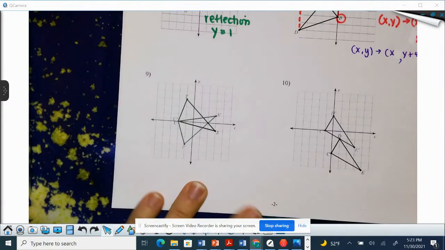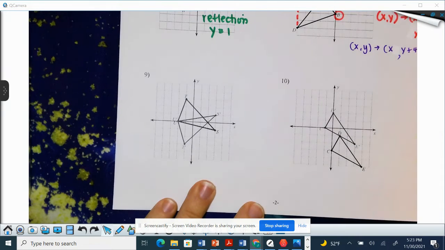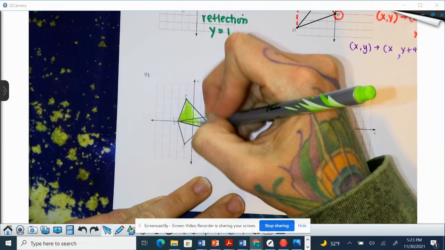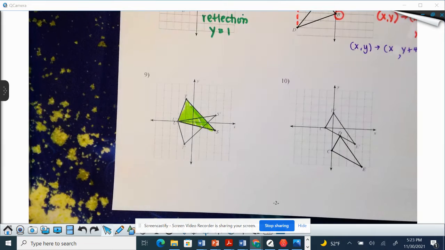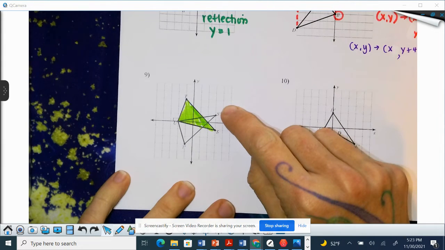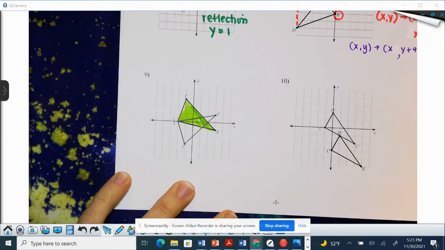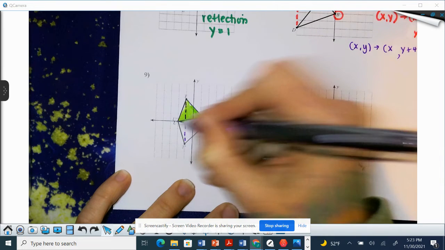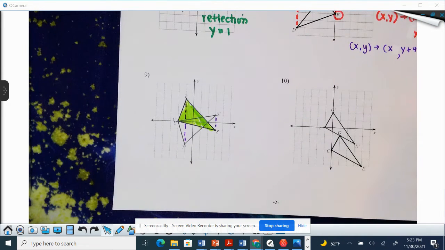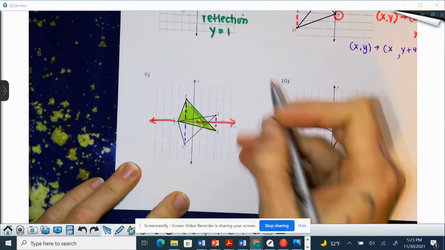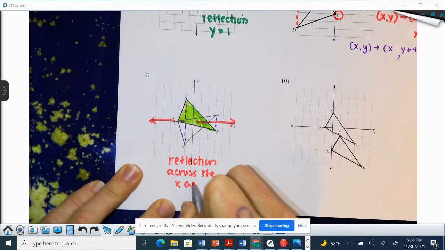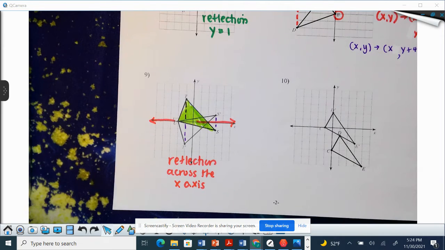Number 9, it's definitely not a slide because the shapes completely switch directions. I'm going to identify my starting shape as this one, because that's my T and my S without the primes. S prime is above that S, so 2 up. T prime is not 2 up, so that's definitely not a translation. In my opinion, I see where it looks like these are 1 to 1. This is 1, 2, 3, 1, 2, 3, and then it mirrors onto itself. So it is going to be a reflection across the x-axis. So reflection across the x-axis.